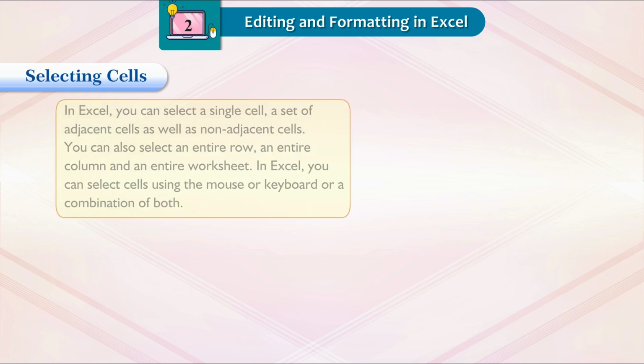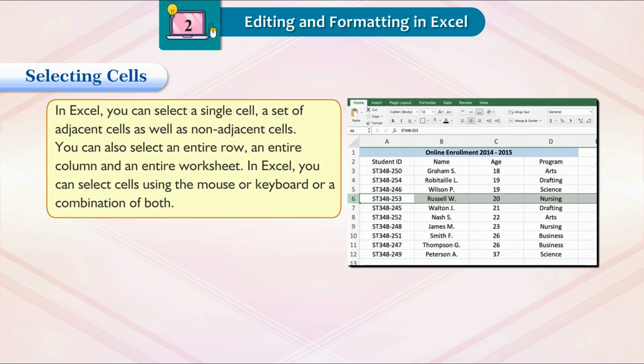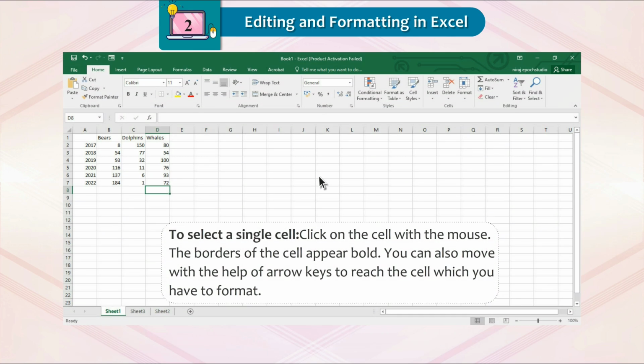Selecting cells. In Excel, you can select a single cell, a set of adjacent cells as well as non-adjacent cells. You can also select an entire row, an entire column and an entire worksheet. In Excel, you can select cells using the mouse or keyboard or a combination of both. To select a single cell, click on the cell with the mouse. The borders of the cell appear bold.